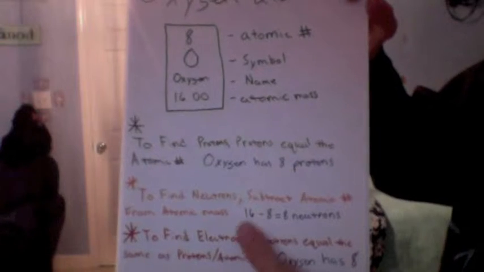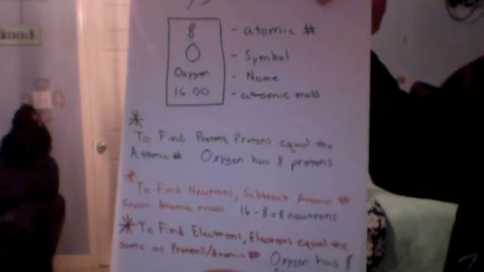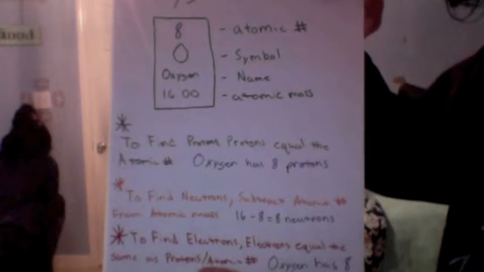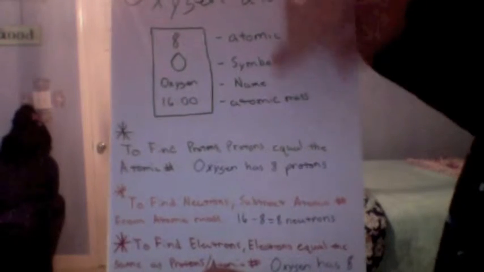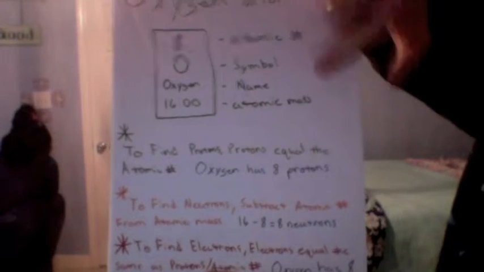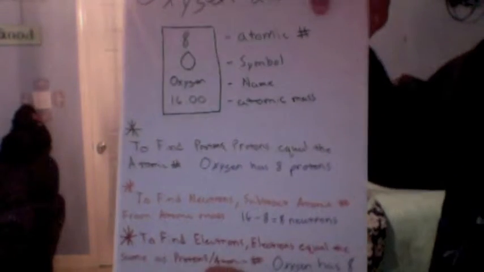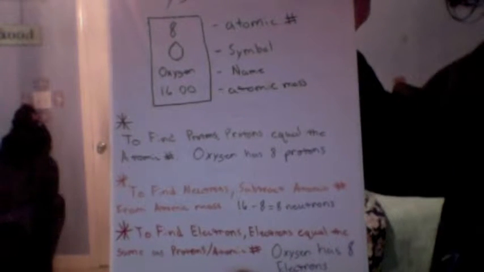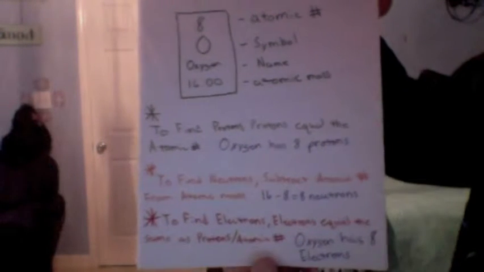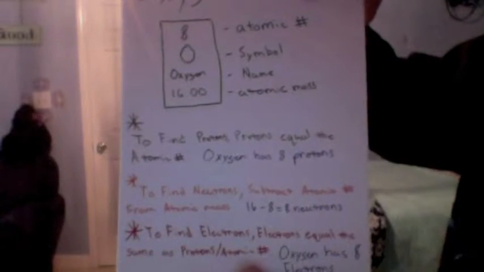To find neutrons, you subtract the atomic number from the atomic mass. The atomic mass is 16, so subtract 8 from 16 equals 8 neutrons. To find the electrons, they equal the same as the atomic number and the protons. So this oxygen atom has 8 electrons.